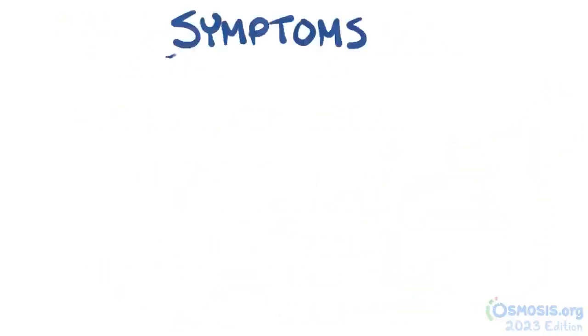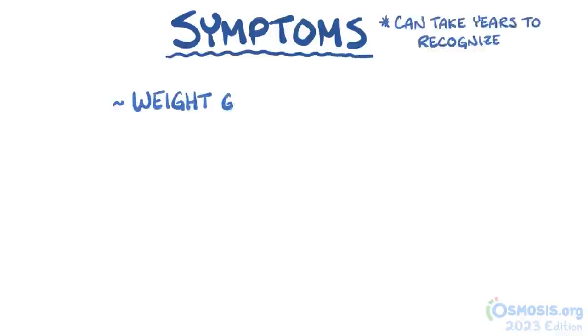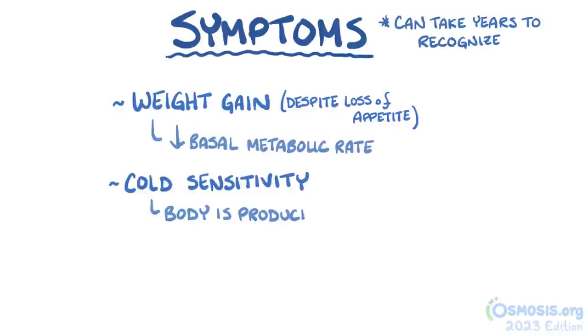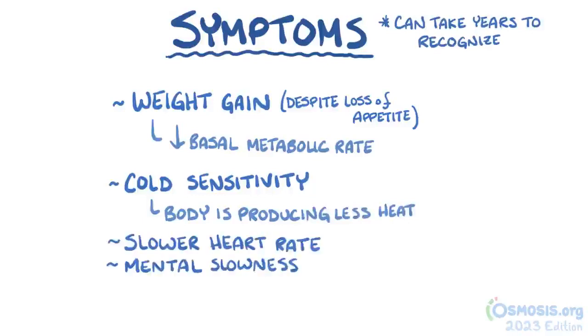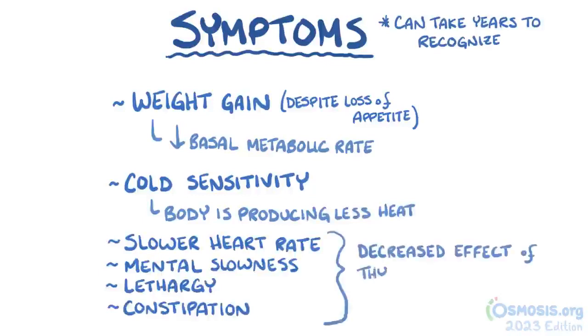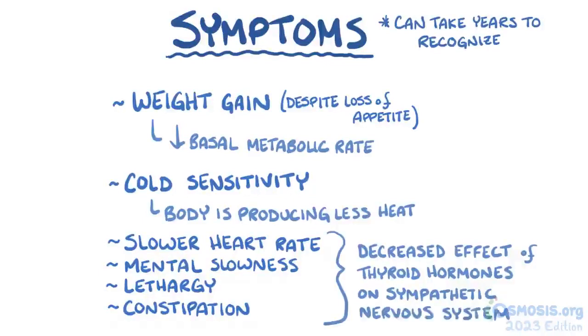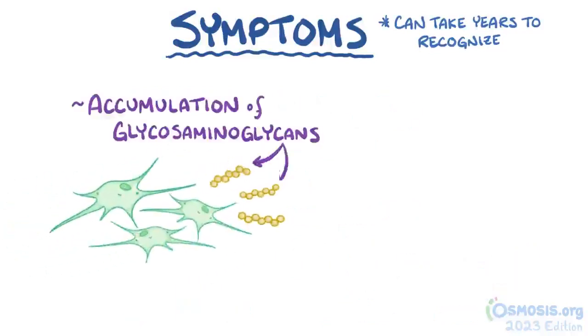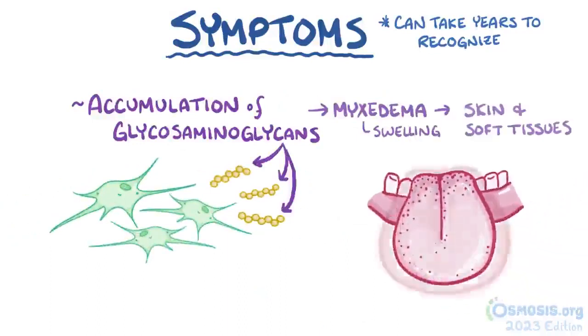The symptoms of hypothyroidism, which can take years before they're even recognized, include weight gain despite a loss in appetite because of the lower basal metabolic rate, cold sensitivity because the body's producing less heat, as well as slower heart rate, mental slowness, lethargy, and constipation because of the decreased effect of thyroid hormones on the sympathetic nervous system. Accumulation of glycosaminoglycans also causes myxedema, or swelling in the skin and soft tissues like the tongue.